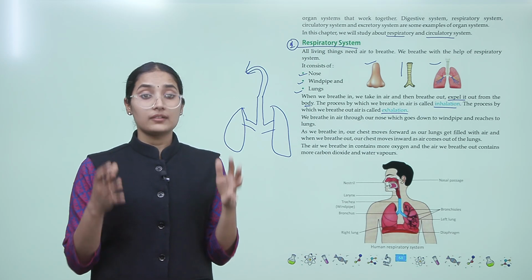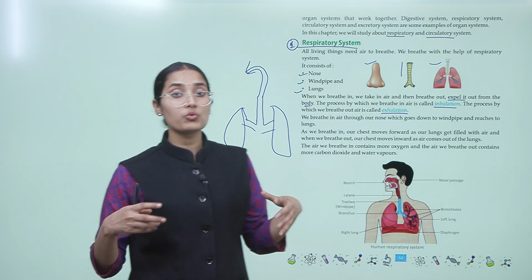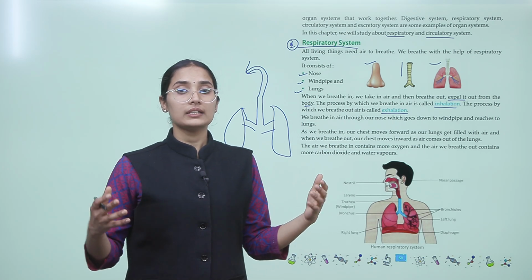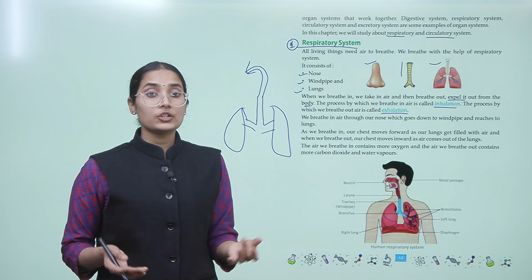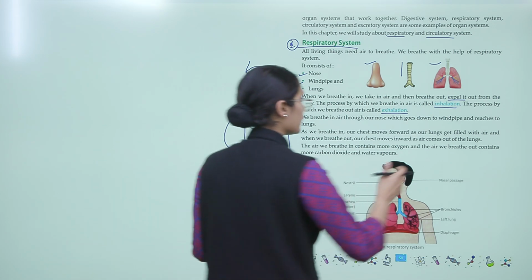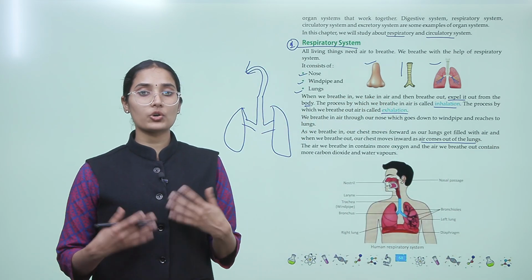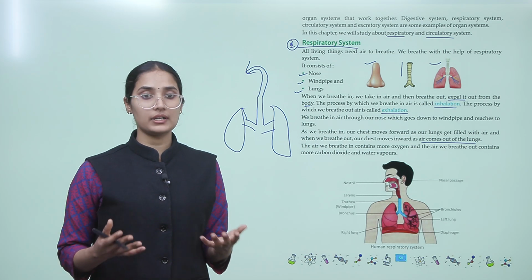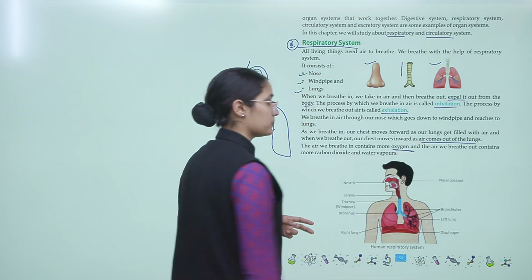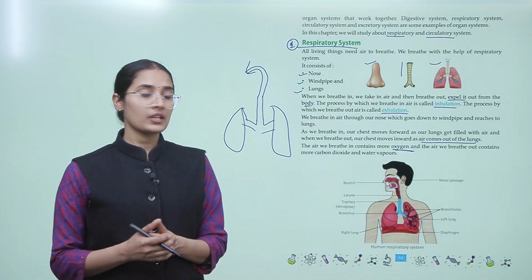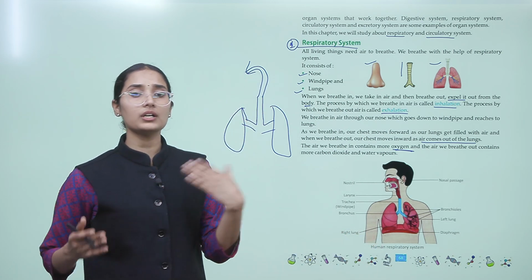You can try this right now. Breathe in. What happens? Your chest is moving forward, it is filling. Now release and breathe out. What happened? Your chest moves inward, it is shrinking, and air comes out of the lungs. The air we breathe in contains more oxygen, and the air we breathe out contains more carbon dioxide and water vapor. This shows that we breathe in oxygen and we breathe out carbon dioxide. This is how a human respiratory system looks. Now let's go to the next page.